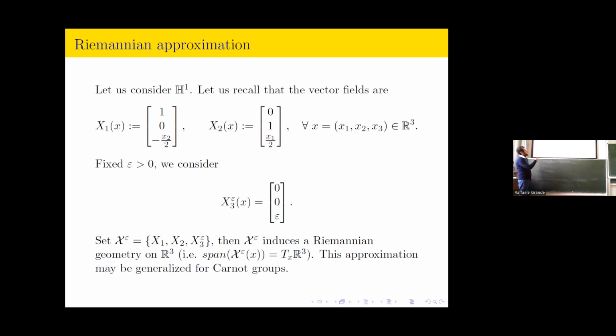And practically you put a third vector field, 0, 0, epsilon, and in this way you can obtain in R3 a Riemannian geometry. But when this epsilon runs to 0, you return back to the sub-Riemannian one. So using this 0, 0, epsilon, the admissible curves are all the possible curves like in classical Riemannian geometry. And so this is called the Riemannian approximation. That can be generalized also for more complex sub-Riemannian geometries.